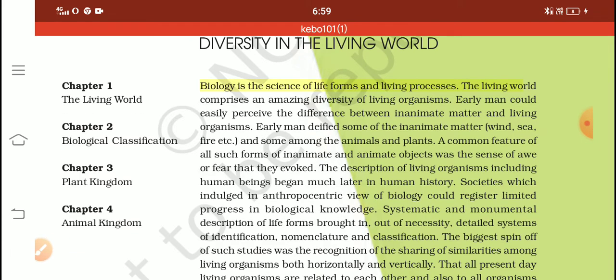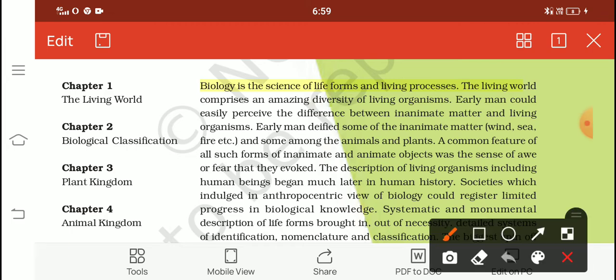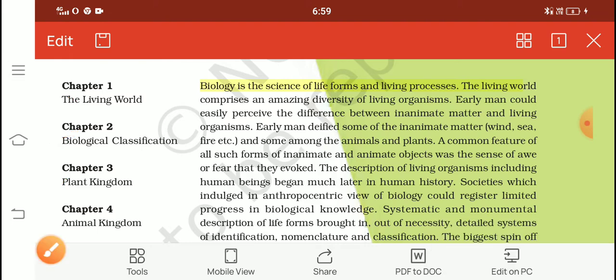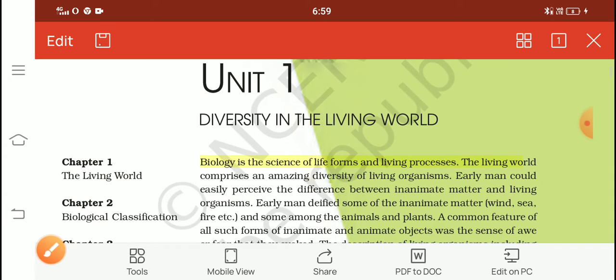So we have four chapters. What are these four chapters? We have the living world, biological classification, plant kingdom, animal kingdom. These are the four chapters that we have under the unit diversity. Okay, so let us begin with the first chapter, the living world.